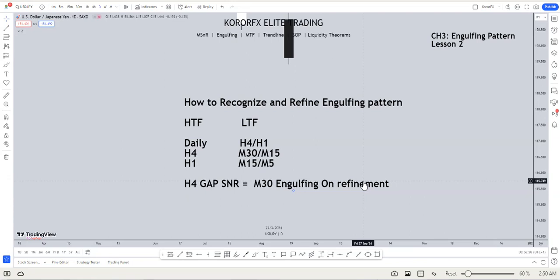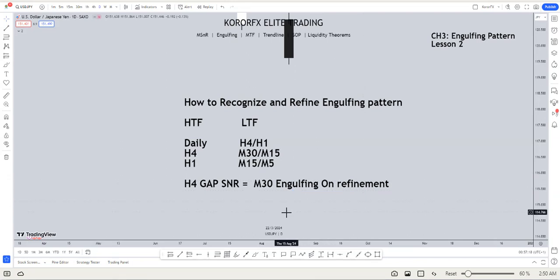For example, when we have a daily engulfing, we can refine it to H4 or H1, like the 4 hour time frame or the 1 hour time frame. When we get an H4, or 4 hour engulfing, we can refine it into 30 minutes or 15 minutes. When we get a 1 hour engulfing, we can refine it into 15 minutes or 5 minutes.